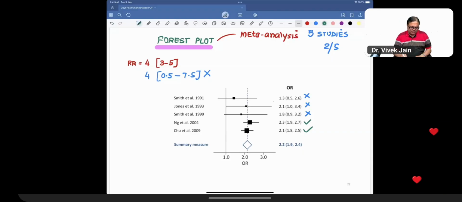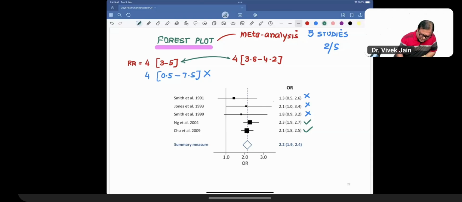Yes, suppose your confidence interval is 3.8 to 4.2. Now compare these two. Which study is better, first or second? Which study results are better? Second. Narrower the confidence interval, more accurate the results. Which study design is likely to have a bigger sample size, first or second? Second. Bigger the sample size, more accurate the results.